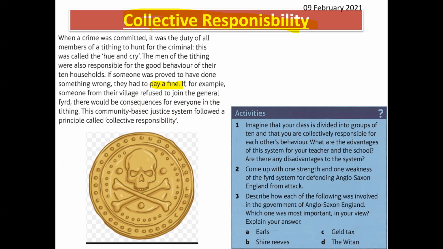You certainly wouldn't be allowed to go and live in another village, because what's going to happen when you get there? You're going to get to the next village and they're going to be like, who are you? Where have you come from? What's your name? We don't know you. You're not a part of our collective responsibility. You're not a part of our little village. Did you do something wrong in your last village? Did they kick you out? Off you go. We don't want you.